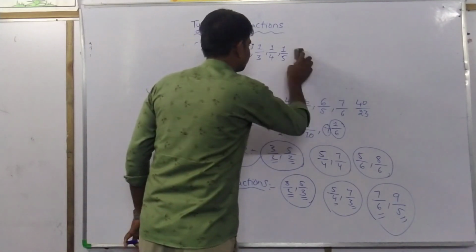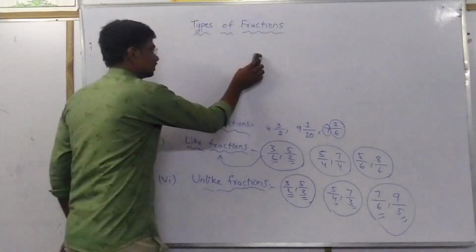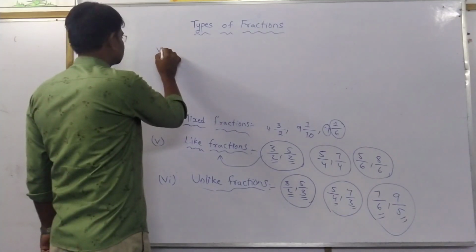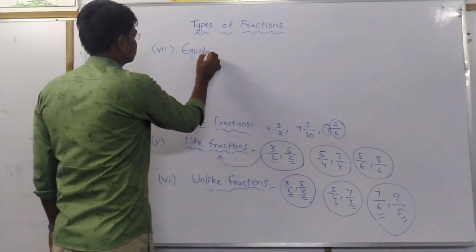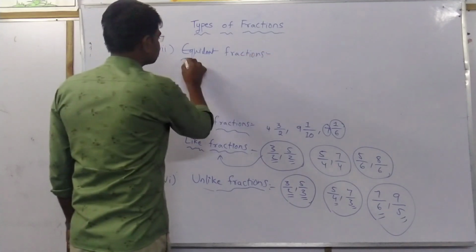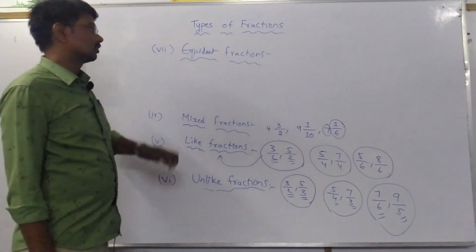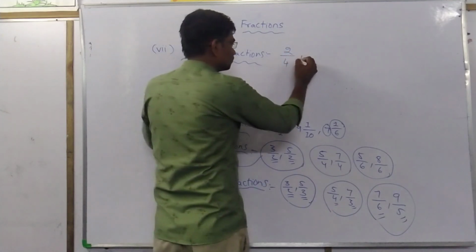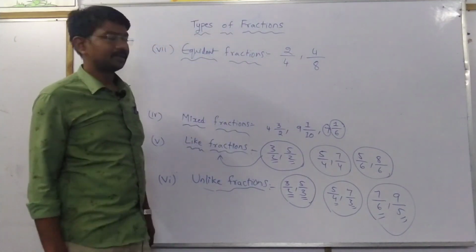Next, another type of fraction is equivalent fractions. Okay. 2 by 4, 4 by 8.